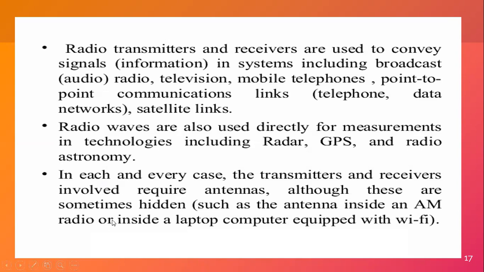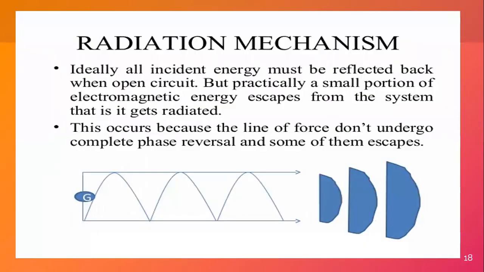Even in the AM radios, and the laptop computer is equipped with Wi-Fi. That is also one example you are aware of, how we are getting wireless when you connect to Wi-Fi and use the data, the internet and all these things. So this is going on with the help of the radiation mechanism. And in this radiation mechanism, if the generator or the source is there and the sinusoidal waveform is there, how the waves radiate. This is the example of radiation patterns.